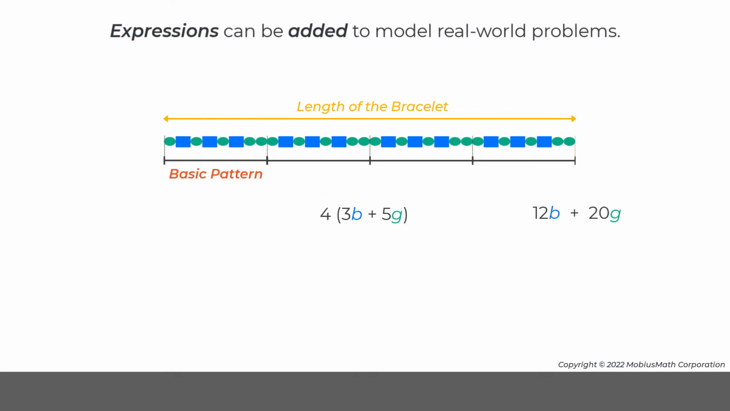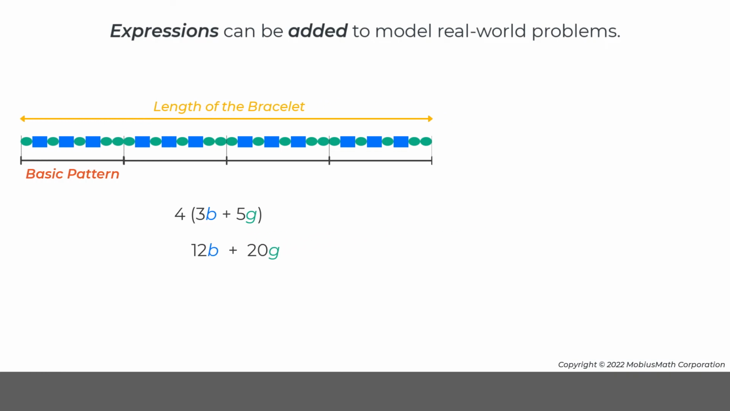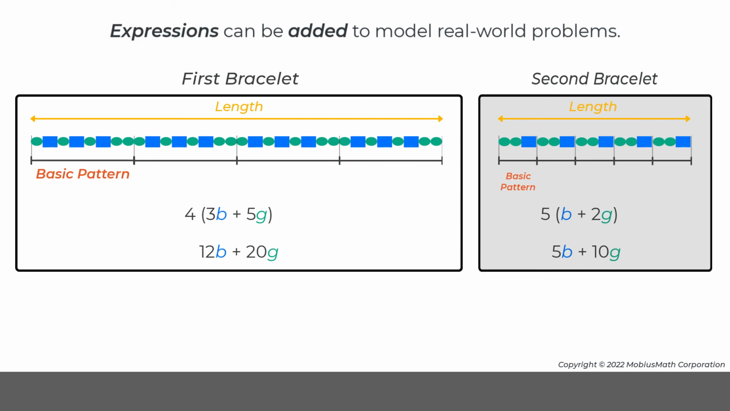Expressions can be added to model real-world problems. For example, a second bracelet is made with the same blue and green beads. But a different basic pattern is repeated 5 times to make this second bracelet. The length of this second bracelet can also be represented by 2 equivalent expressions.